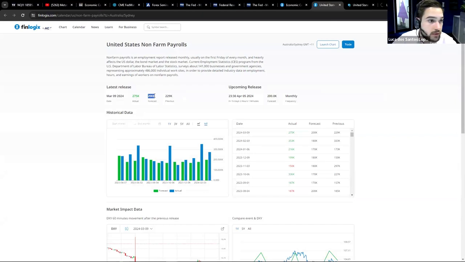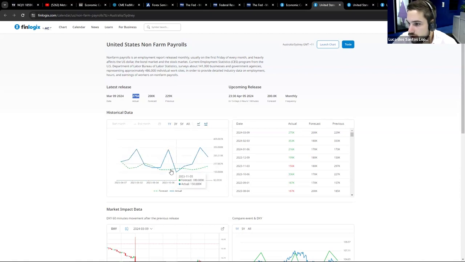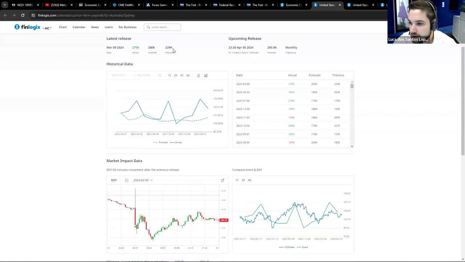Forecast was 200,000. All right. We had an actual of 275,000. So that means 75,000 above. What that shows me is that it's going very well, because we're having 75,000 above what was expected. See, this is the consensus. The green line is the consensus and the blue line is what the actual comes in at. You can say that most of the time it comes in higher than expected. Most of the time, as you can just see.